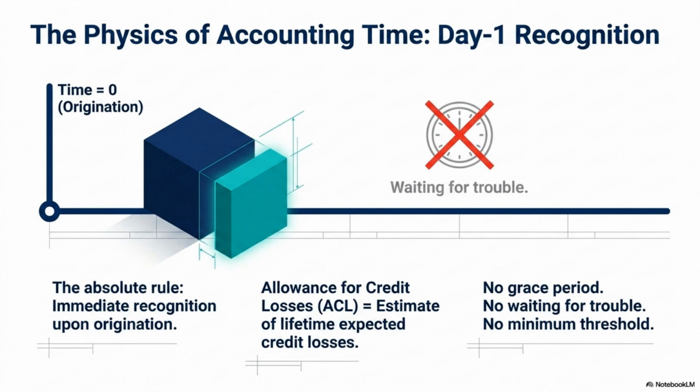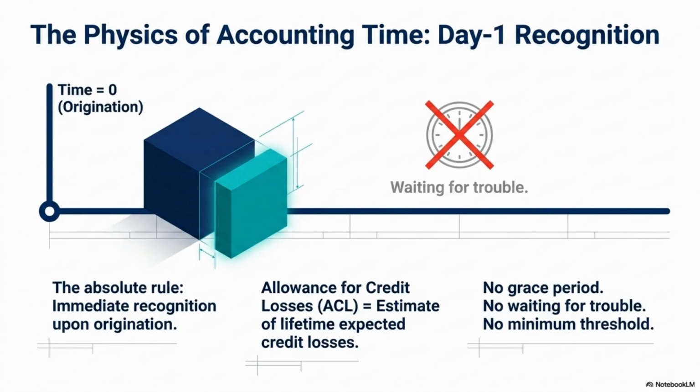Now we arrive at the rule that most fundamentally separates CECL from the old incurred-loss model. The moment a financial asset is originated or acquired, the company must immediately recognize an allowance for credit losses equal to its estimate of lifetime expected credit losses. Time equals 0 on the timeline shown here is the date of origination. There is no clock that runs before recognition is required. No grace period, no waiting for signs of trouble, no minimum loss threshold. The allowance goes on the books on day 1, full stop.